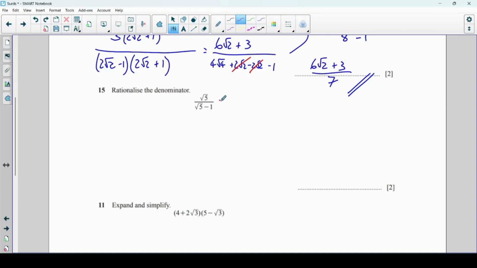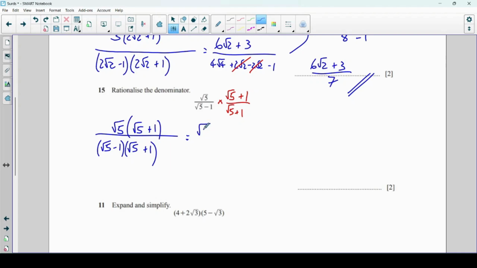Another rationalise the denominator question. Let's times by the conjugate, so times by root 5 plus 1 on the top and the bottom. So that would be root 5 bracket root 5 plus 1. And on the bottom, our two brackets are root 5 minus 1 times root 5 plus 1. On the top, root 5 times root 5 is root 25. And then plus 1 times root 5, well, that's just root 5. On the bottom, root 5 times root 5, well, again, is root 25. Then the outsides, we get plus root 5. Then the insides, minus root 5. And then the lasts, minus 1 times positive 1 is minus 1.